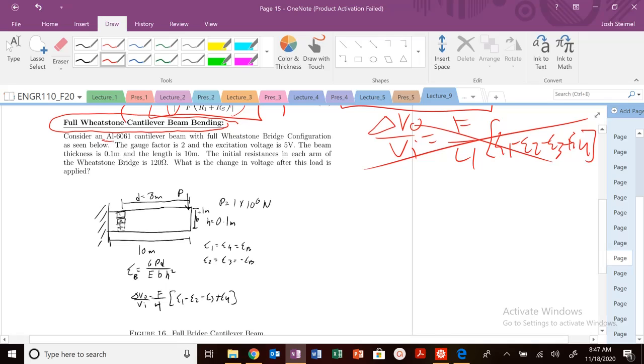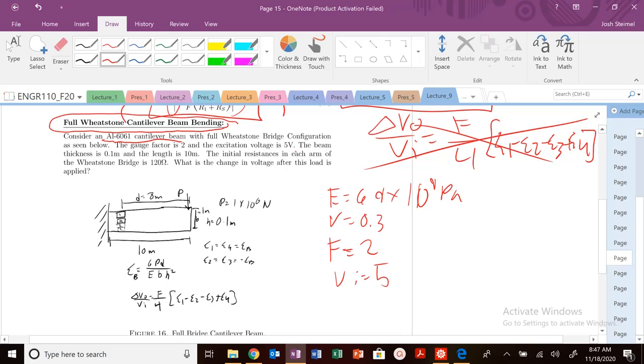Consider an aluminum 61 cantilever beam. So now I already know that my modulus is 69 times 10 to the 9 pascals. I know my nu is equal to 0.3. Okay, continue reading. Full Wheatstone bridge configuration as seen below. So the gauge factor is 2, so F is equal to 2. The excitation voltage is 5, so VI is equal to 5 volts.